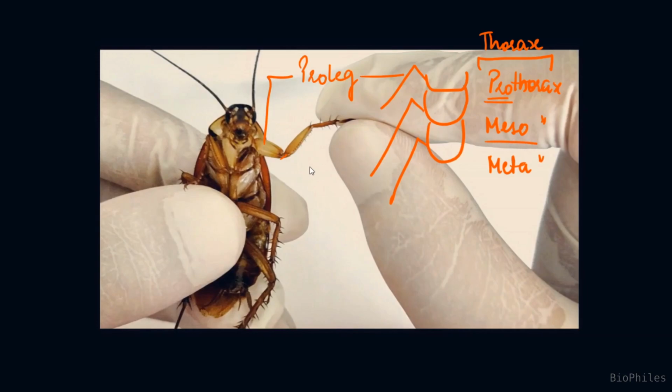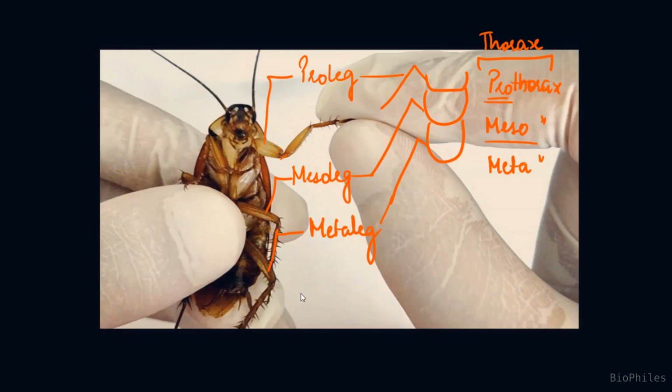The second leg is positioned on the mesothorax, so it is called mesoleg. This one and this one. And the third leg is positioned on the metathorax, so it is called metaleg or metathoracic leg.